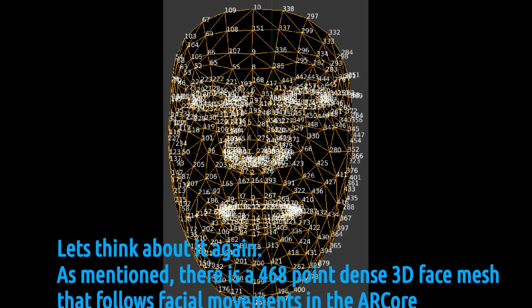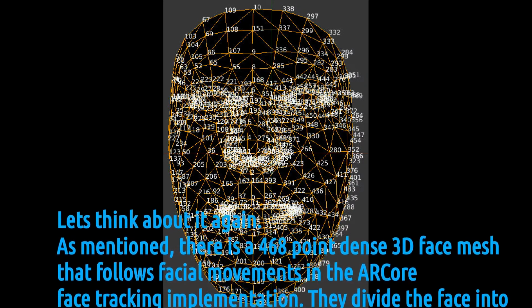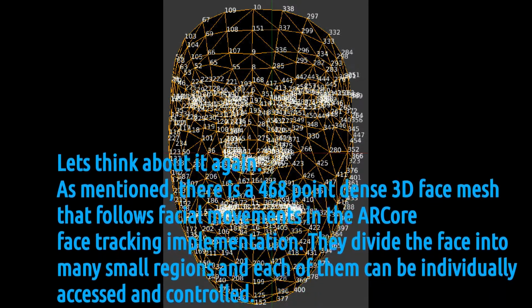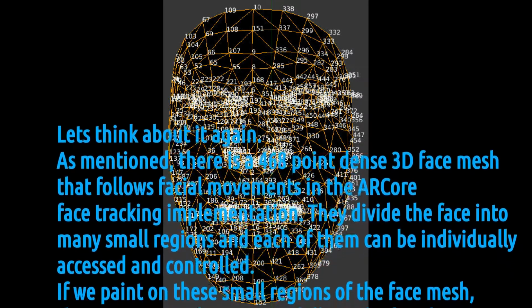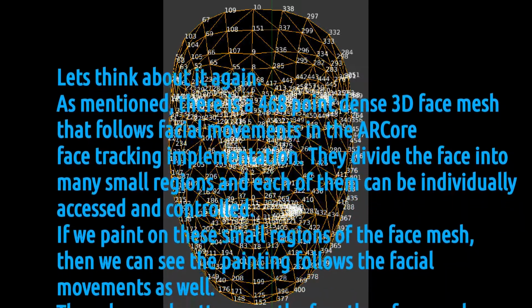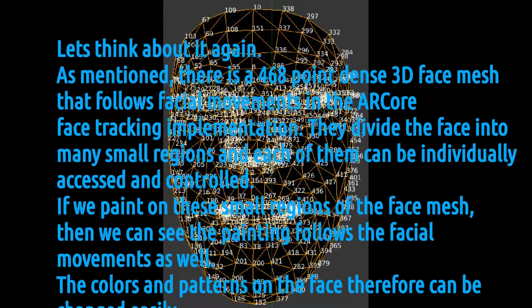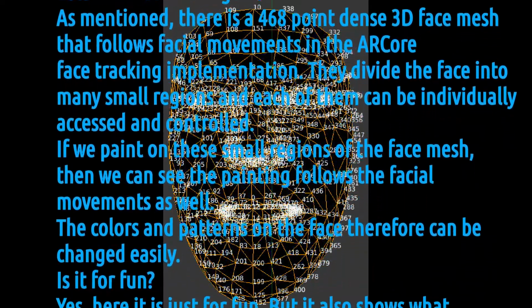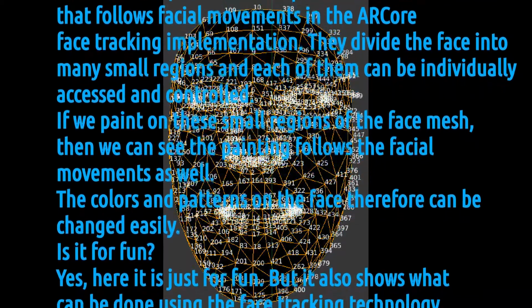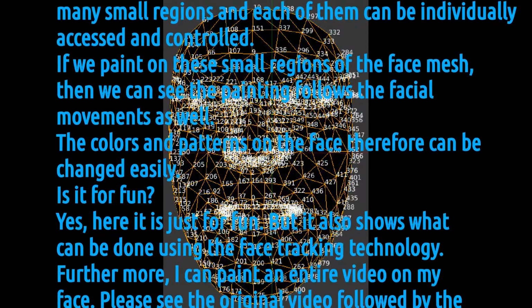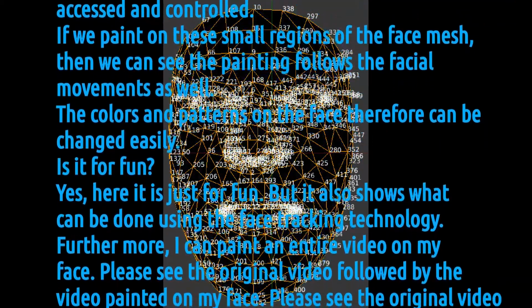As mentioned, there is a 468-point dense 3D face mesh that follows facial movements in the ARCore face tracking implementation. They divide the face into many small regions, and each of them can be individually accessed and controlled. If we paint on these small regions of the face mesh, then we can see the painting follows the facial movements as well. The colors and patterns on the face therefore can be changed easily.